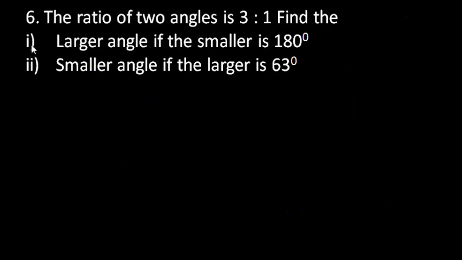Sixth sum in exercise 2, sixth problem. The ratio of two angles is 3:1. First sum, find the larger angle if the smaller is 180 degrees. Second problem, find the smaller angle if the larger angle is 63 degrees.